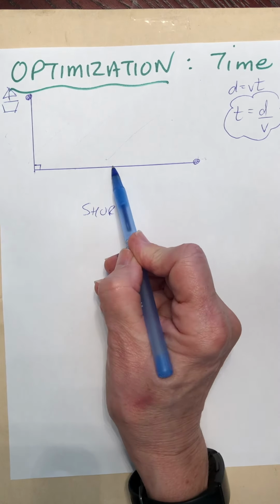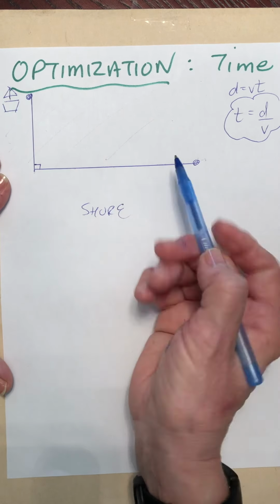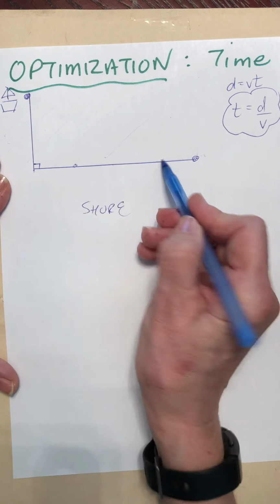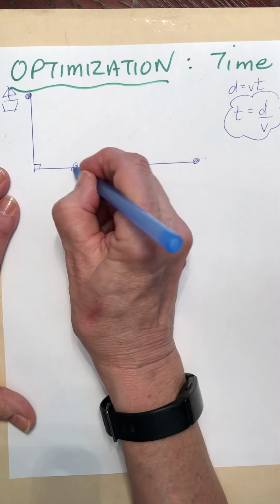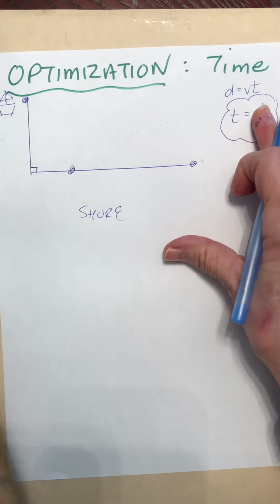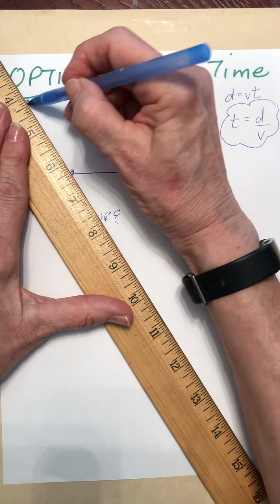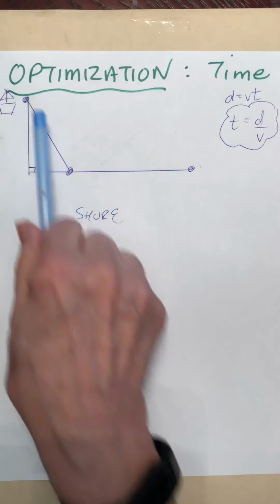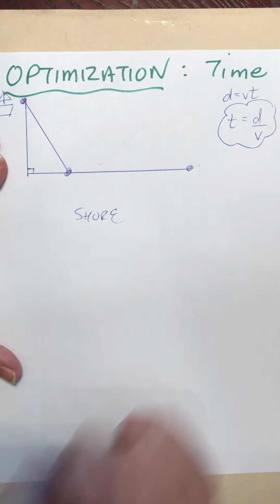I'm not going to pick a spot in the middle because then I might make some poor assumptions. Whether that spot is here or here, I totally don't know. I'm just going to pick that spot. So my plan is I am going to row to here. Okay, so this is on water. I'm going to row and then I'm going to run.